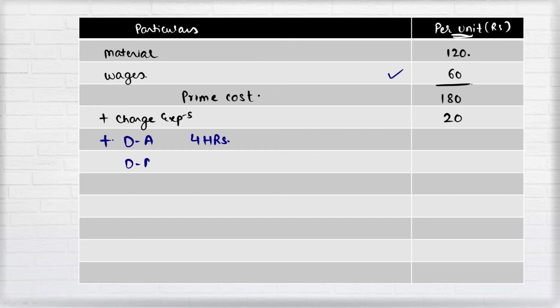In department B, he will be working for how many hours? 7 hours. And C and D 2 hours. Department C 2 hours and department D 2 hours.